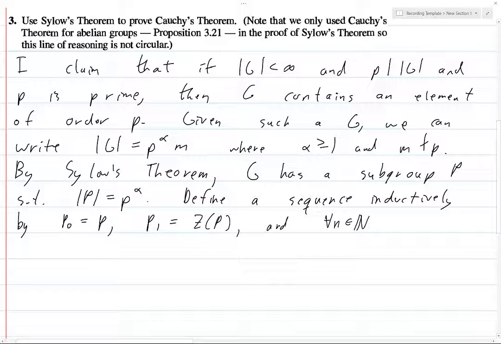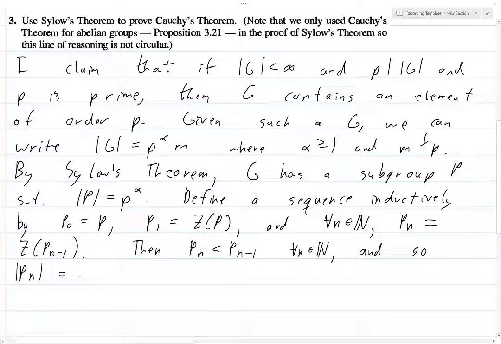Okay, then obviously P_n is going to be a subgroup of P_{n-1} for all n in ℕ, since the center of a group is always a subgroup. And so considering that as a group in and of itself, its center is a subgroup. And so the order of P_n is going to be p^{α_n}, where α_n is between 0 and α_{n-1}. But we actually know more than that.